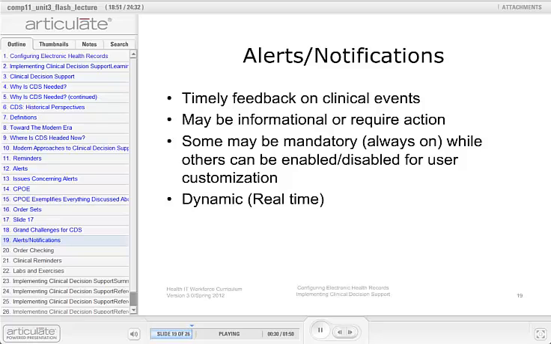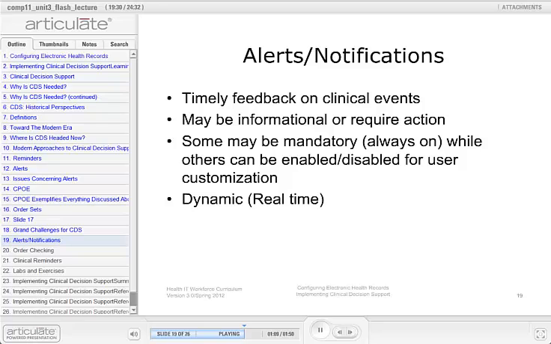Alerts or notifications furnish providers with timely feedback regarding clinical events. Some alerts allow the user to perform a follow-up action, while others are displayed for informational purposes. Normally, informational alerts will disappear after they are viewed. Alerts which require follow-up action, however, will not be removed until the required action is taken. Some alerts can be designated as mandatory and cannot be disabled by the users, while others can be turned on or off according to the user's needs and preferences.